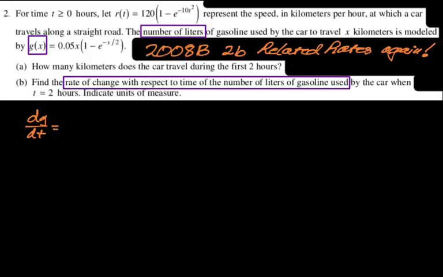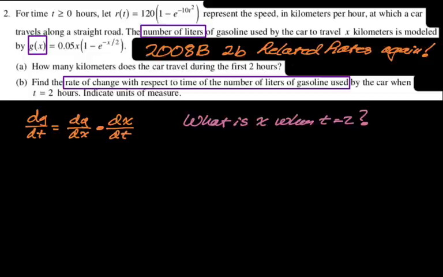So I'm going to chain rule it. I'm going to say dg/dt is dg/dx because g is a function of x. And then what do I need to multiply that by to get dg/dt? It would have to be dx/dt. So the chain rule really helps you solve these related rates things. But now I need to know what is x when t is 2. I think we probably did this in part A.